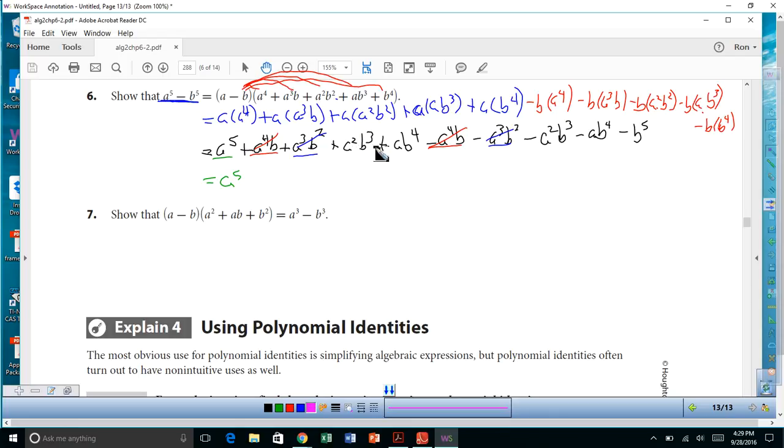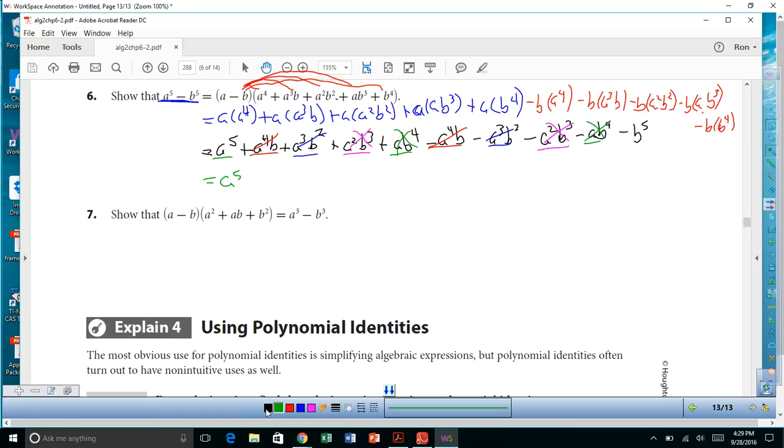And let's see here. A squared b to the third, and we got minus a squared b to the third. So those two will cancel out. Good, good, good. And let's see here. Let's try this green here. We got a b to the fourth minus a b to the fourth. So those two will cancel out.